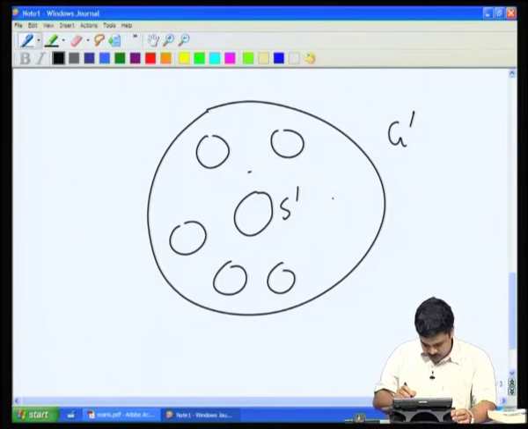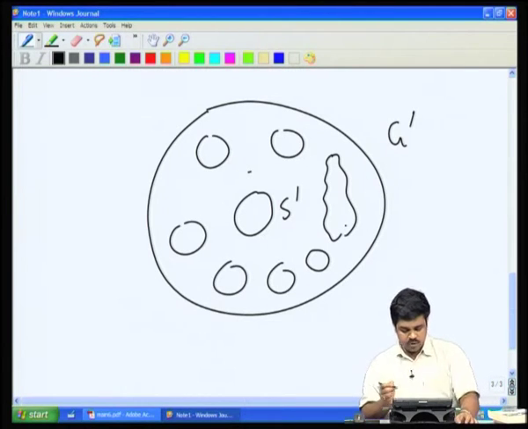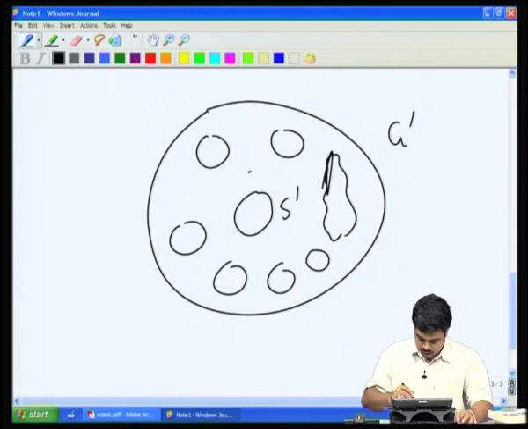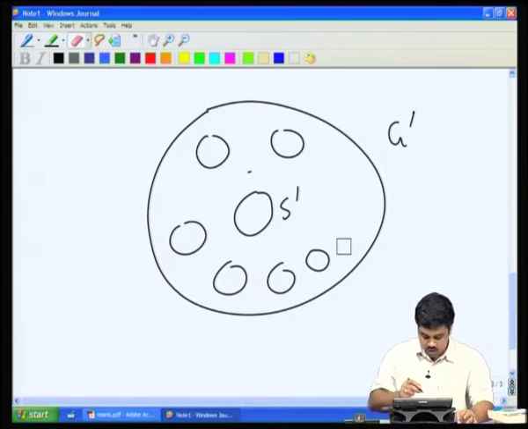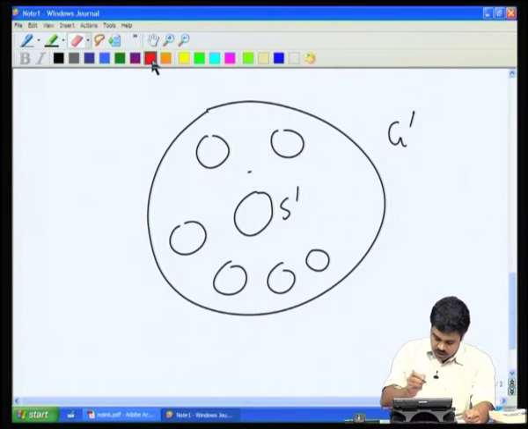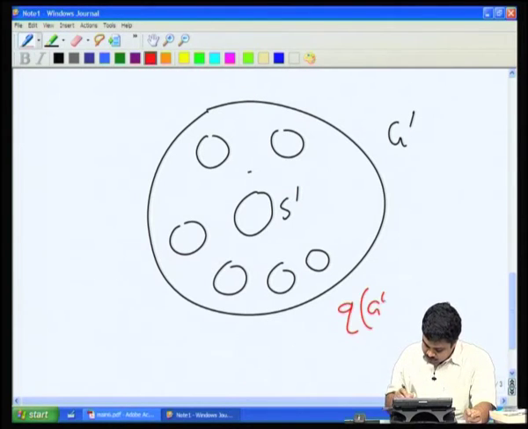Whatever it is may have even components and odd components, or according to our statement all the components can be odd. So it is a bad set anyway, whatever number of odd components is more than this. So what we know is Q of G dash minus S dash is strictly greater than the cardinality of S dash.